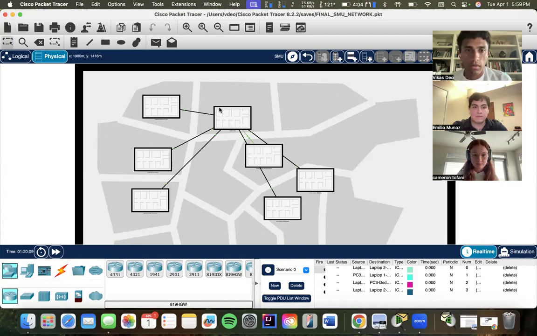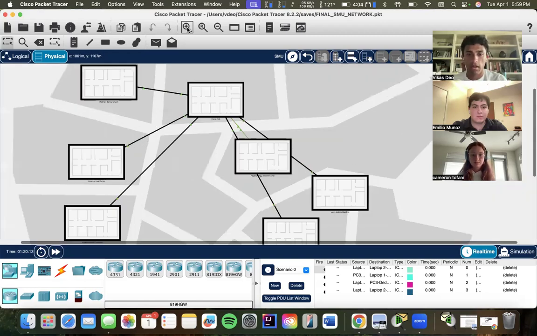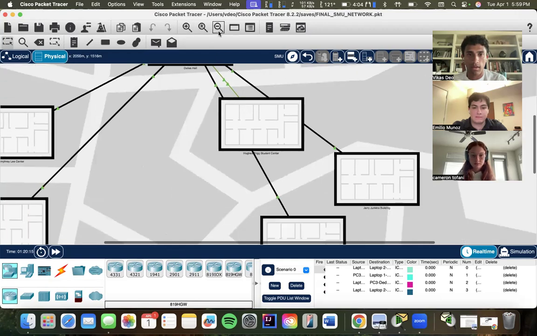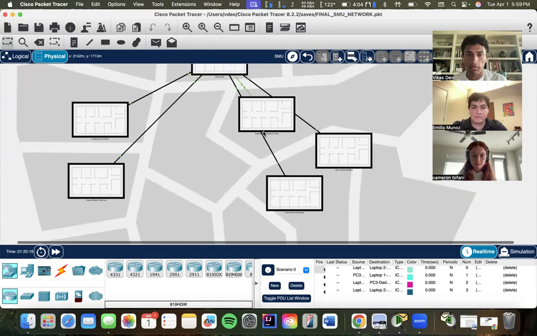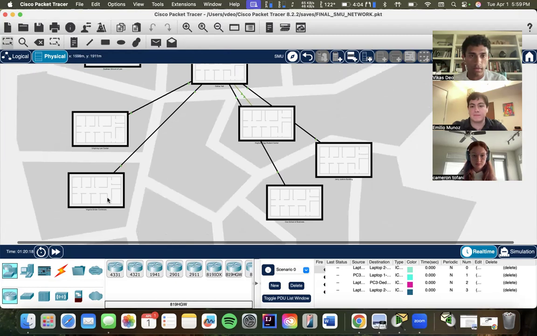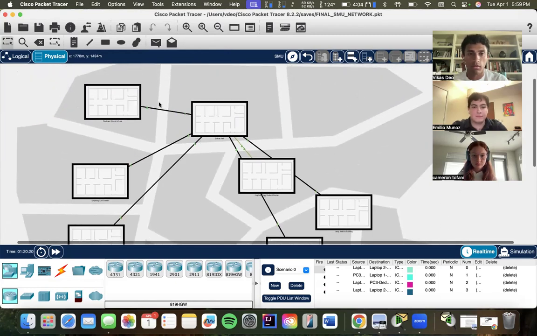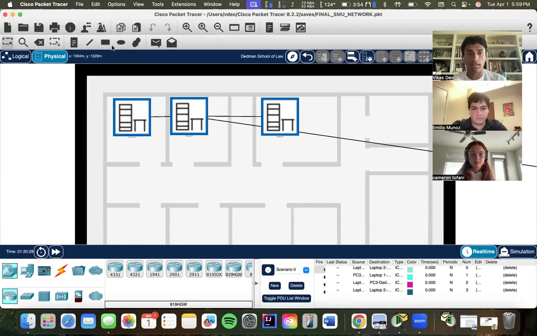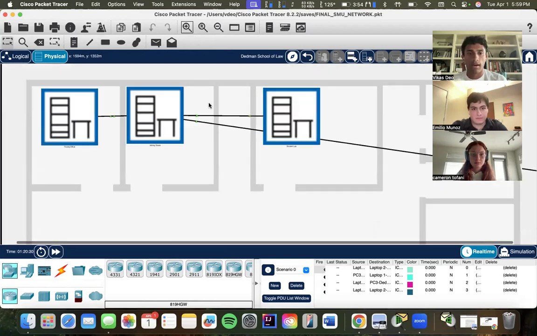So this is our physical view, the layout of the seven buildings that we picked, and I'll zoom in here. It's laid out like it is in real life. We have Junkins, Trig, Cox, Humphrey, VS, Dallas Hall, and Denman School of Law. Initially, after we created the logical view, all of the devices were in this one wiring closet, so it was a big mess. I basically had to move all the devices to their respective spots.